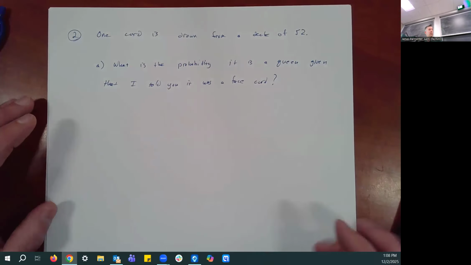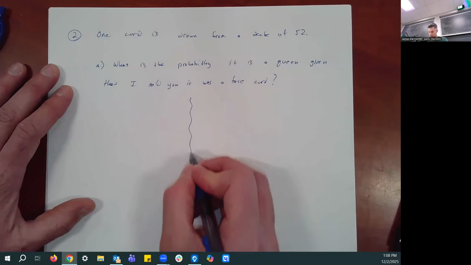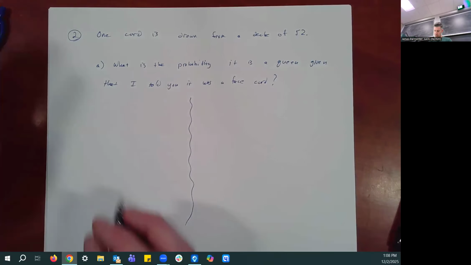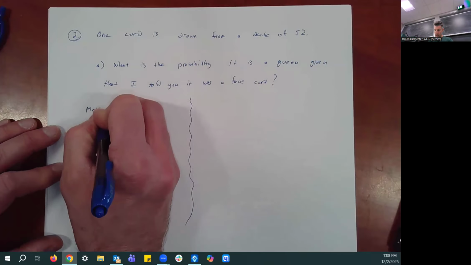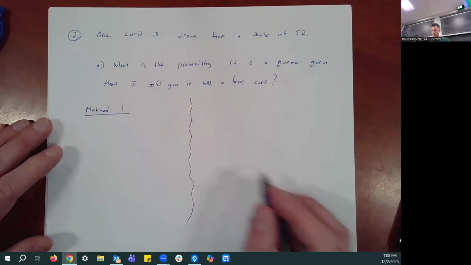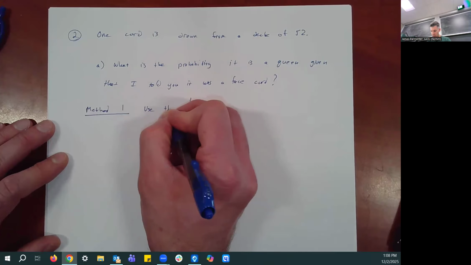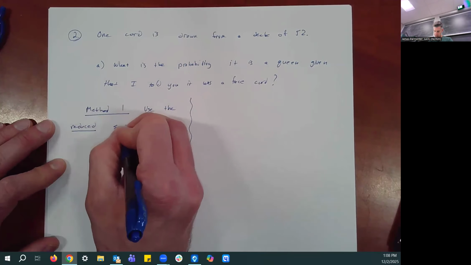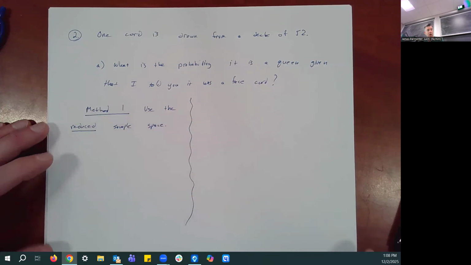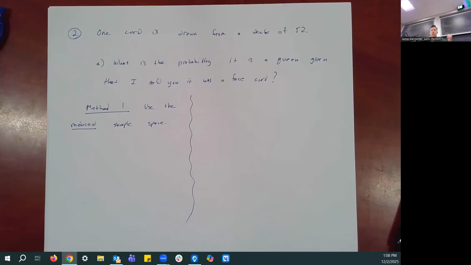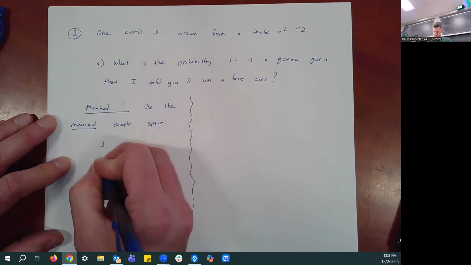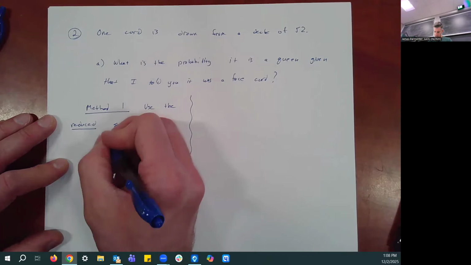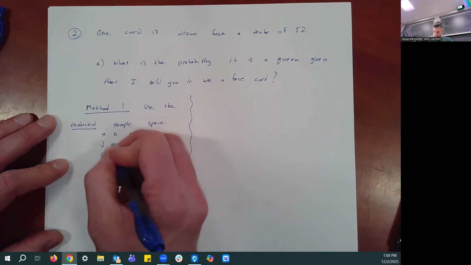And I would say there's two ways to think about this. So, method one, what I would say I prefer in general, we're going to use what we typically think of as the reduced sample space. So, I told you it was a face card. So that means we know there's only 12 cards to pick from, right? There's the Jack, Queen, King of hearts, diamonds, spades, clubs.